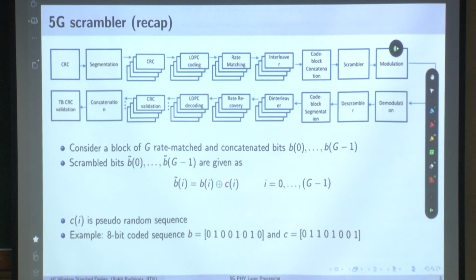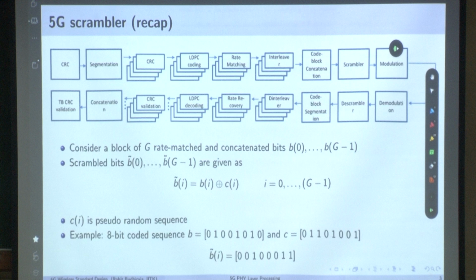So the scrambling operation is XORing, and we know that if 2 bits are the same, XORing gives you 0. If 2 bits are different, XORing gives you 1. Right, so that's what it is. You can do this bitwise XORing and you'll get this sequence. So this is what we saw yesterday, and this is how it is done.